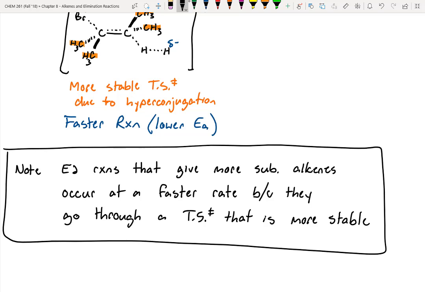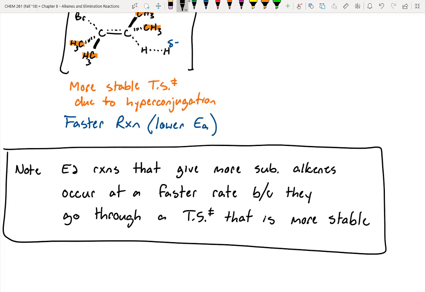So what about when we have a Hoffman product? Because we know they go to the lower substituted. Yeah, so Hoffman elimination reactions typically occur at a slower rate. Well, I just mean if there's like two Hoffman reactions, so if there's a two substituted Hoffman versus a one substituted Hoffman. That's a good point. So you're asking about potentially different Hoffman elimination products. Yeah.